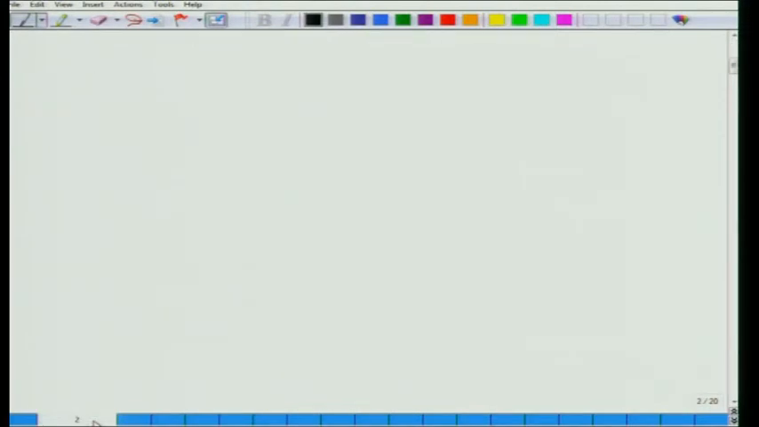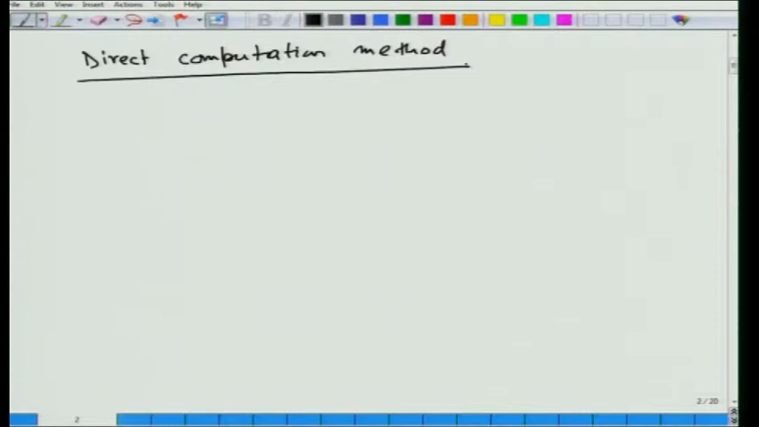Now, first we discuss the direct computation method to solve this type of integro differential equation, and for simplicity of theoretical discussion, here we assume that k(x, s) is a separable kernel of the form p(x) q(s). Just for simplicity, we are considering this type of separable format, but of course, with the illustrative example we will be considering a kernel of the form sum over r from 1 to m of p_r(x) q_r(s).